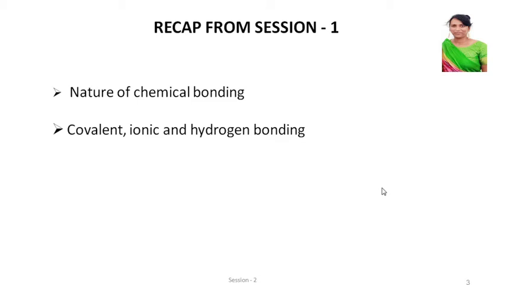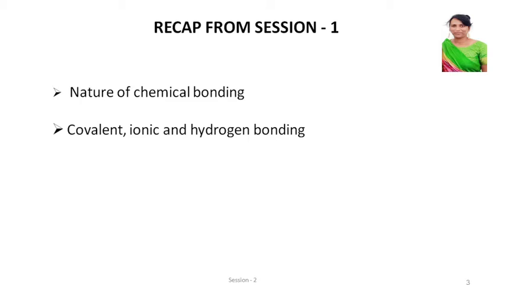We had discussed what are the different types of bonds which we come across in organic chemistry. They may be covalent bonds, ionic bonds, or hydrogen bonds. Covalent bonding is mutual sharing of electrons. In ionic bonding, the more electronegative atom gets the electron, and thereby ions are produced, a positive ion and a negative ion, a cation and an anion, leading to the formation of a bond which is called an ionic bond.